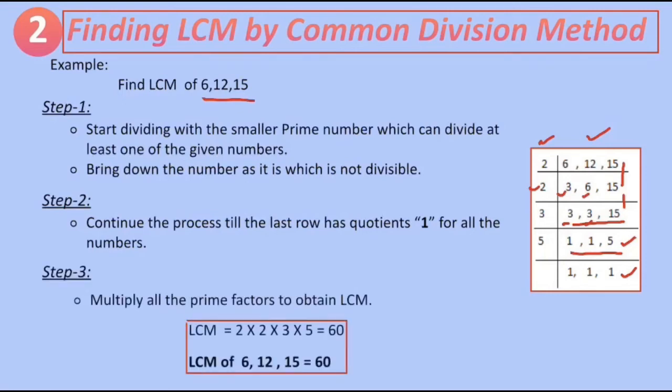For finding the LCM in this method, we need to multiply all the prime factors. So LCM is equal to 2 into 2 into 3 into 5, which is 2 into 2 is 4, 4 into 3 is 12, 12 into 5 is 60. So now children, the LCM of 6, 12, 15 is 60.